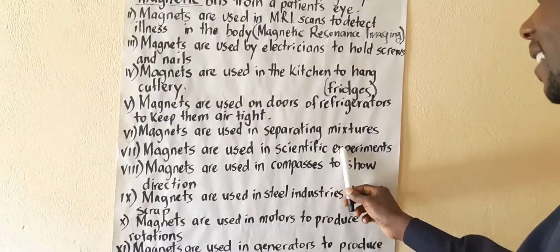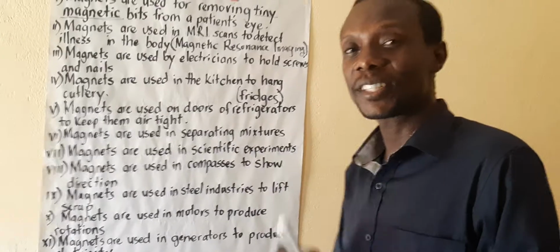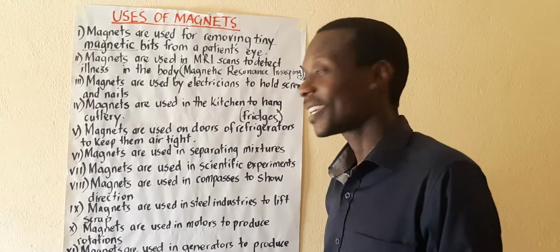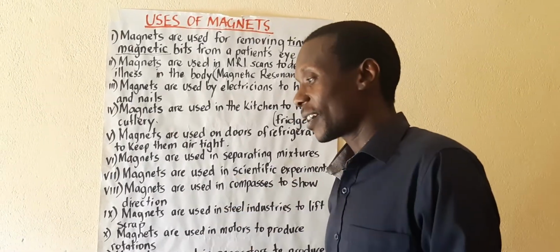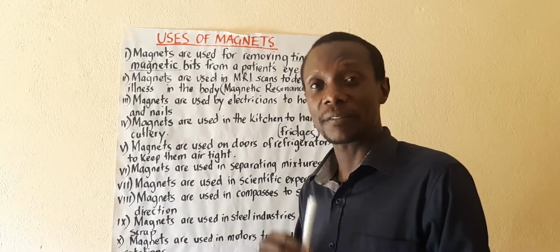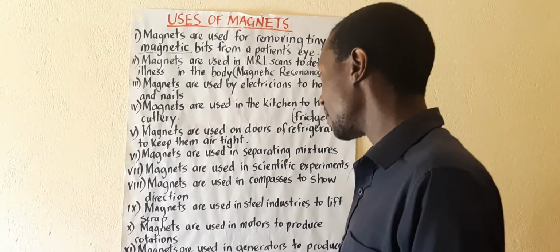Then magnets are used in scientific experiments. Don't say magnets are used for study purposes. Everyone is tired of that response. So you better say they are used in scientific experiments. How? In my previous segment where I was showing you the properties of magnets, I was using magnets in my experiments.